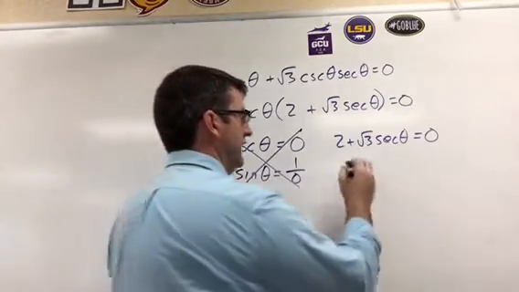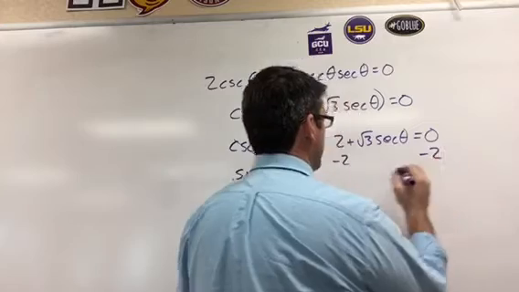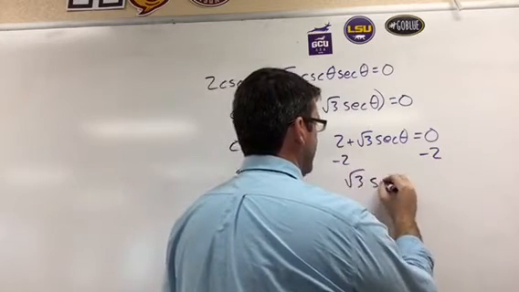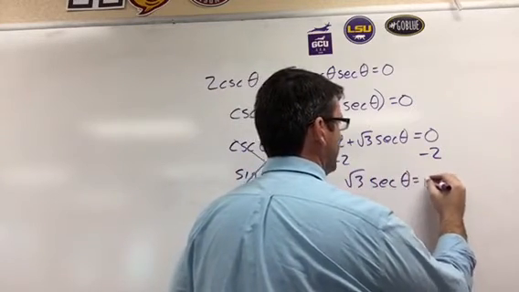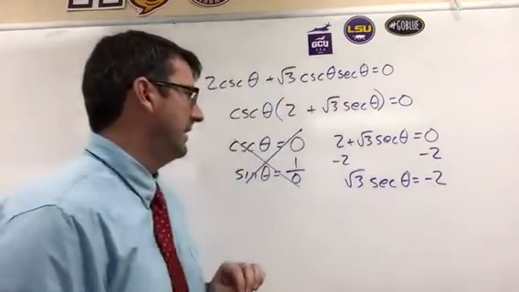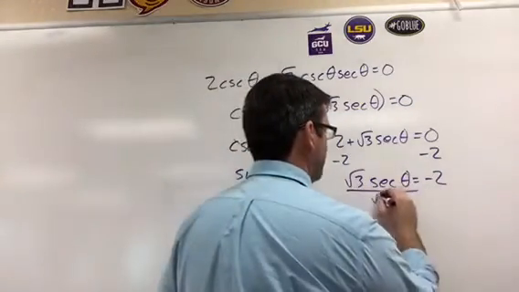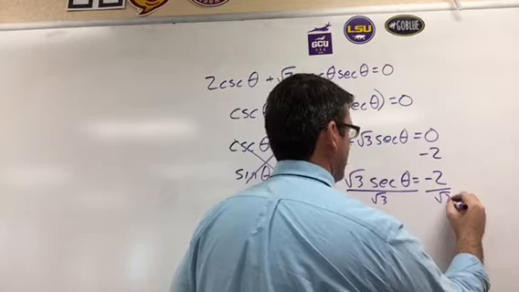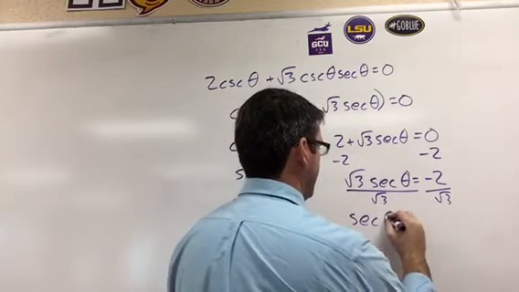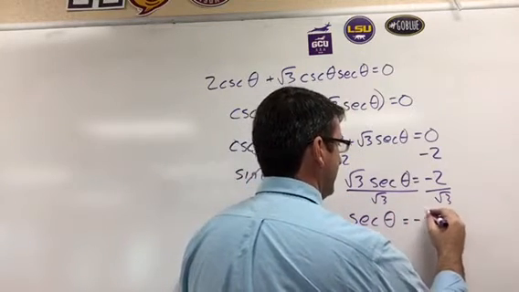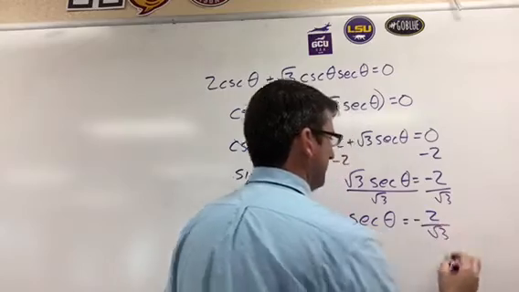Over here, let's subtract 2 from both sides. We get square root of 3 secant of theta is equal to negative 2. Divide by square root of 3 on both sides. So we get secant theta is equal to negative 2 over square root of 3.